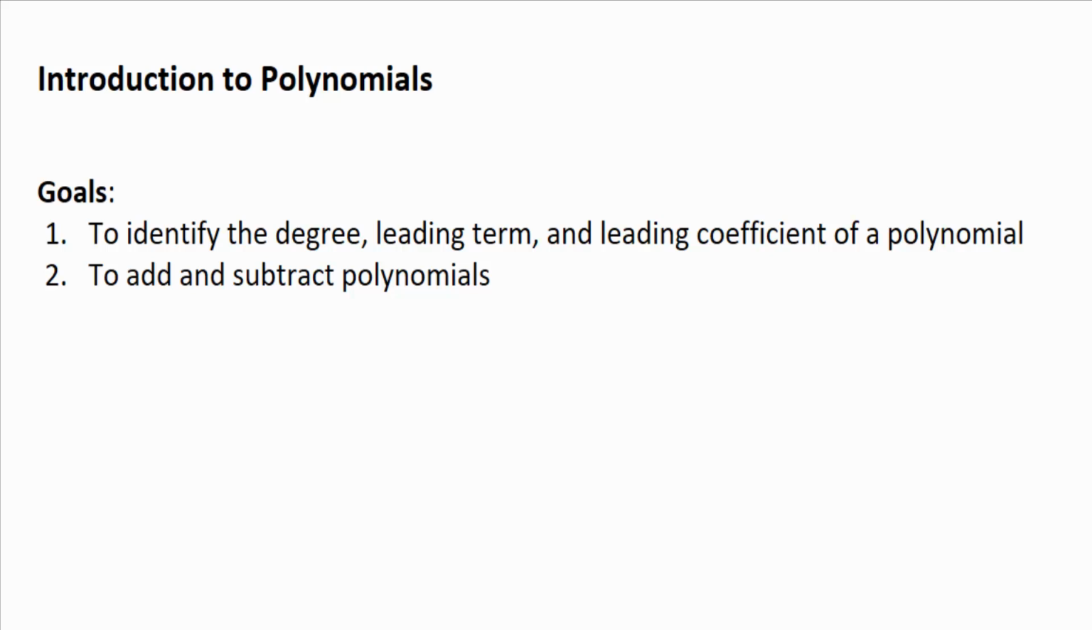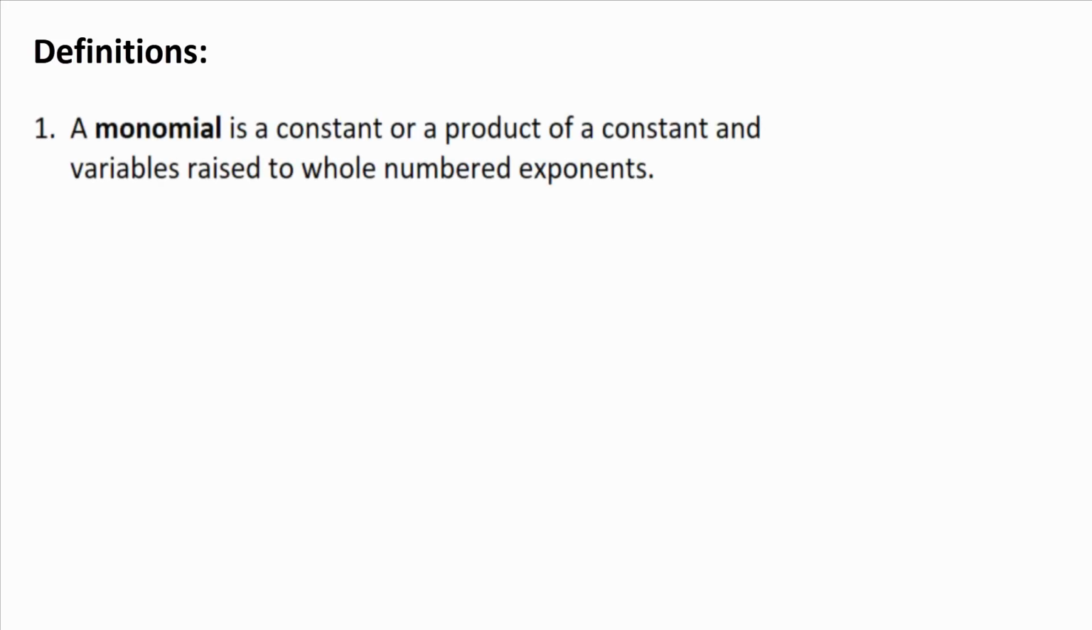So what's a polynomial? Let's start first with the definition of a monomial. A monomial is a constant or a product of a constant and variables raised to whole numbered exponents. Okay, that sounds kind of like Greek to me. So what's a constant? The number 5 is a constant. The number pi is a constant. So 5, the number pi, negative 1,000, those are all monomials.